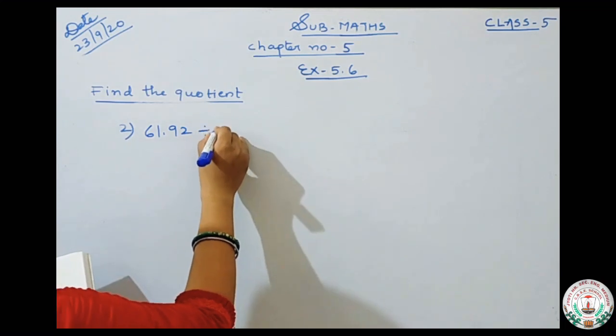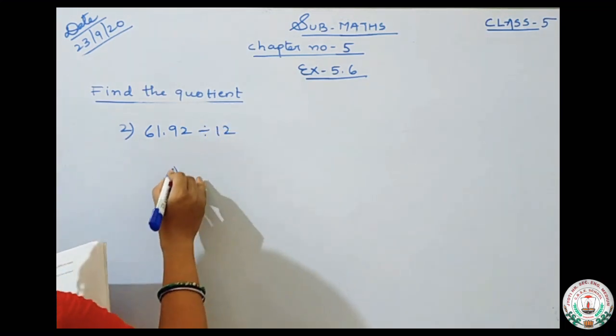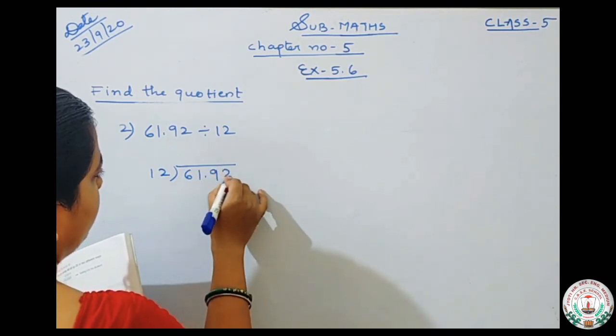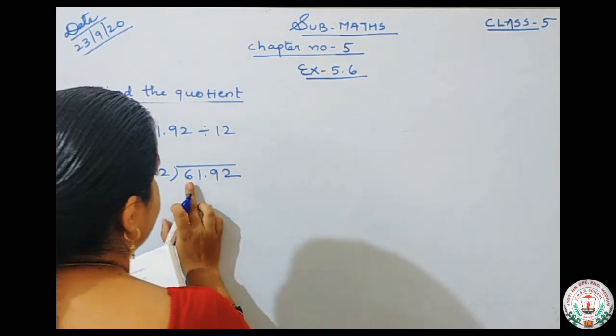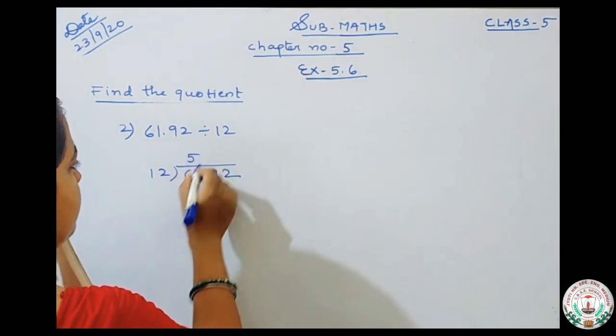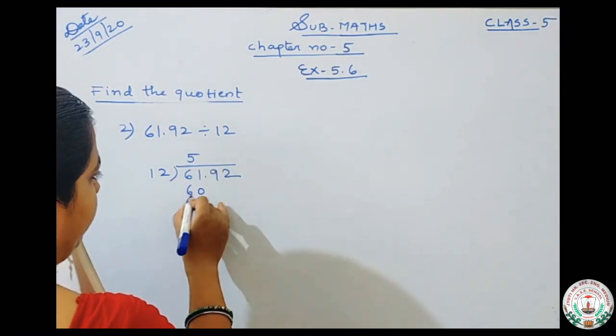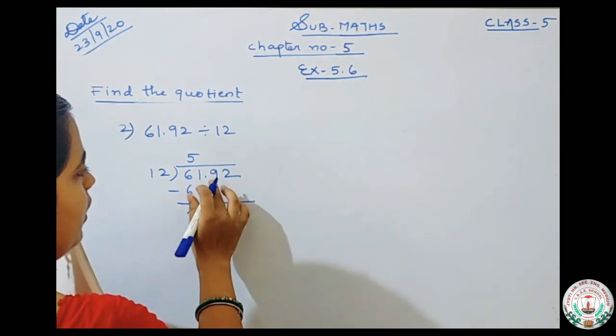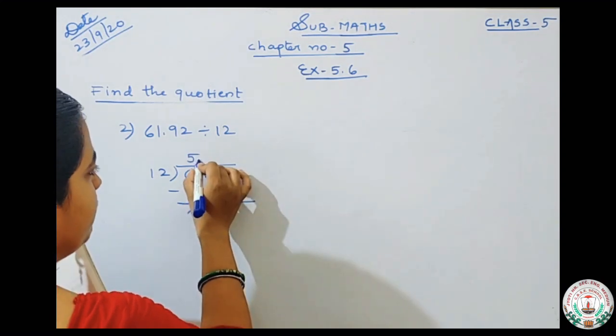Question number 2 is 61.92 divided with 12. So 12 is our divisor. Dividend is 61.92. In the table of 12, 61 or below 61 comes? Yes. 12 5s are 60. Minus it. 1 minus 0 is 1. 6 minus 6 is 0. Here decimal is there. So we will put here decimal.